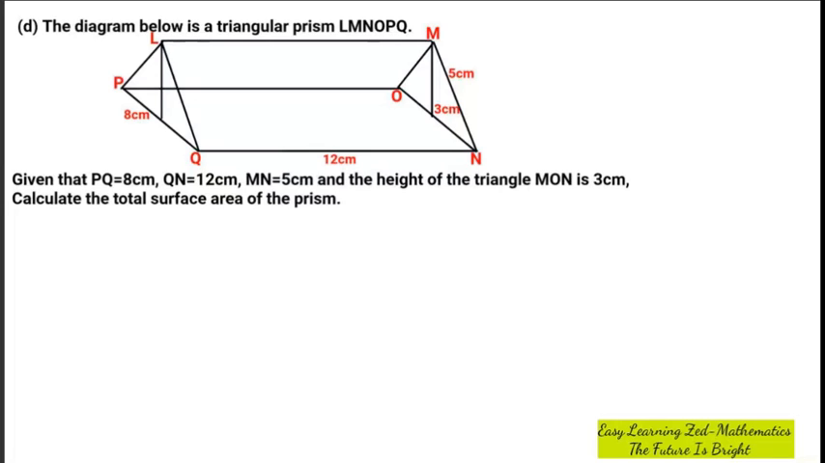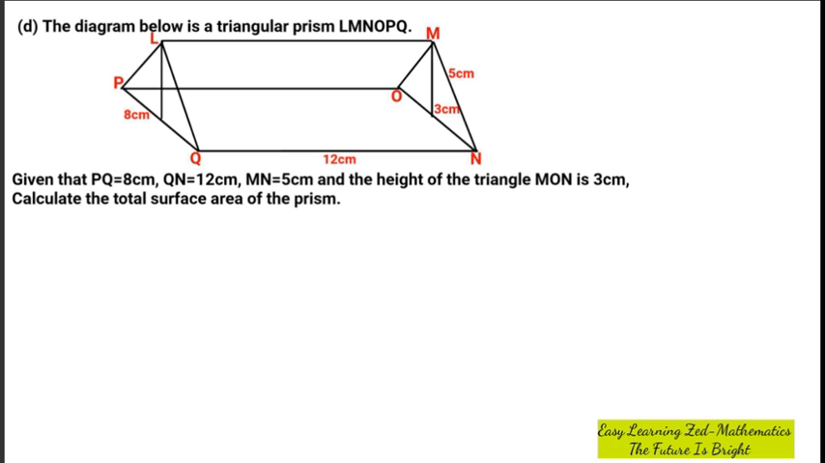Question 1D was as follows. The diagram below is a triangular prism. So you can take time, look at this diagram, and I urge you viewers to pause this video so that you can try to solve. After you solve, you can play it so that you can check whether the answer you've gotten and the answer I'm going to find are the same. So that's a diagram. I'm sure you have studied it. Now once you have studied it, we can go further and read the question.